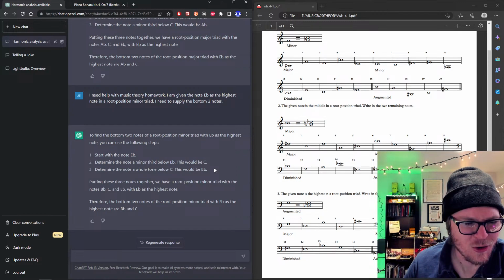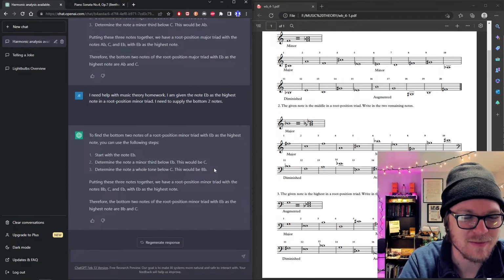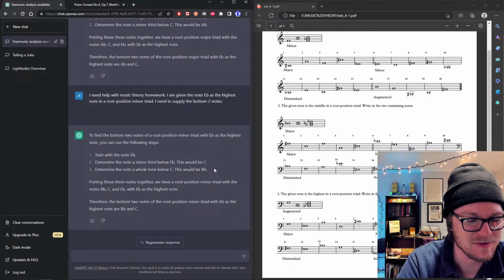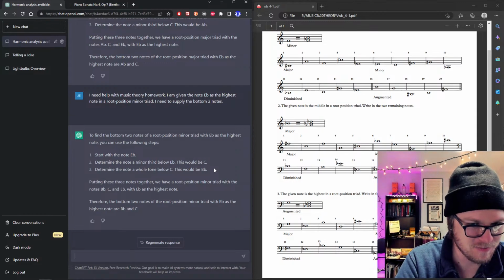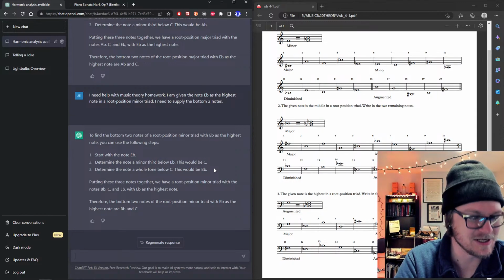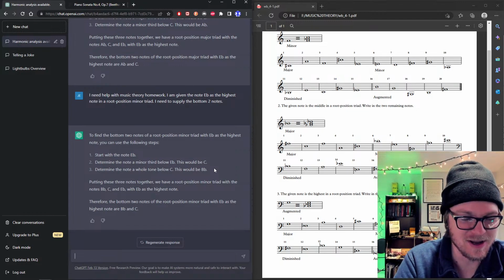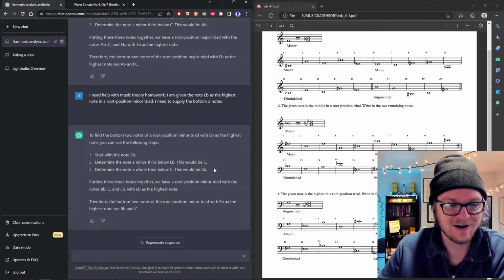Determine a whole tone below C. What? Why does it need to be? Where did that come from? That is not how you build a minor triad. I mean, it has it. The intervals are correct, but the choice of intervals is not correct. That's not right at all.